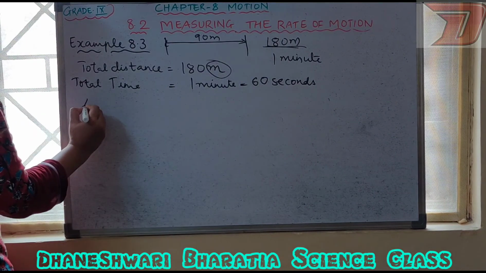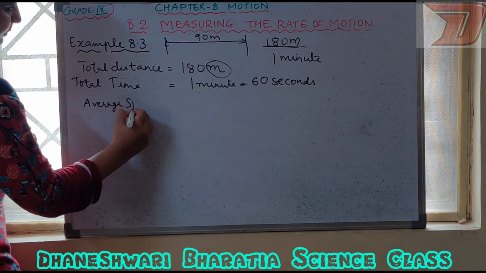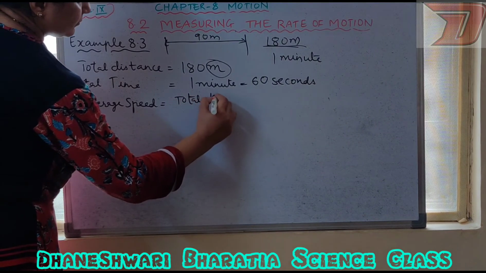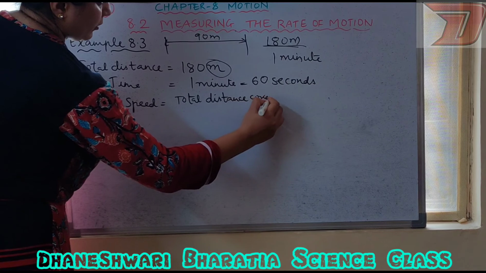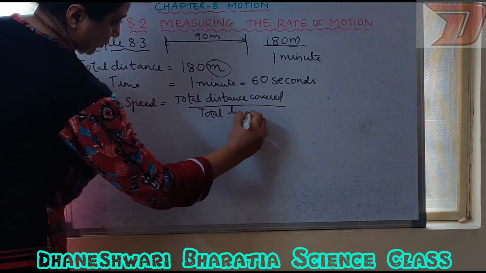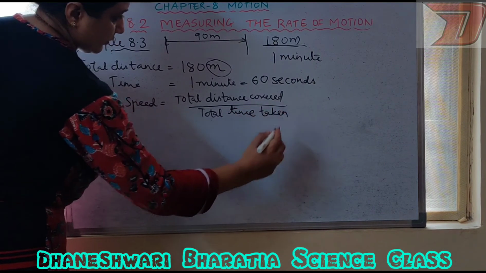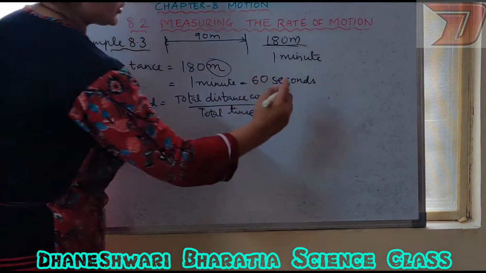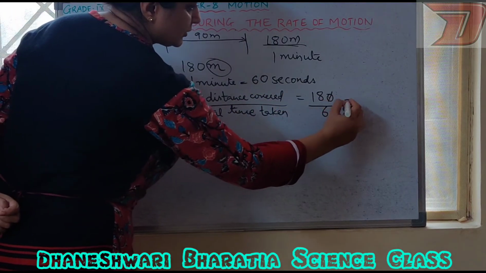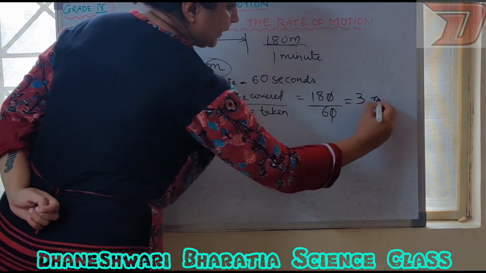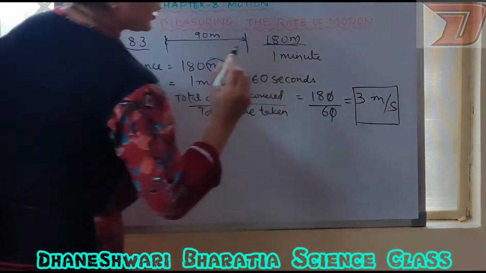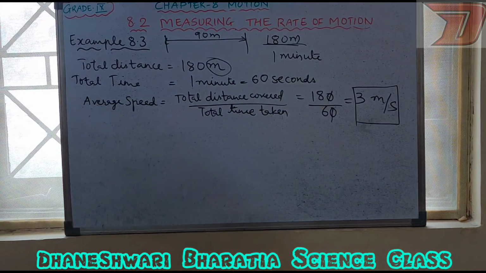Now let us find the average speed. Average speed. What is the formula? Total distance covered upon total time taken. Right? So what is the total distance covered by Usha? 180. And what is the total time taken? 60 seconds. So on simplifying, what are we going to get? 3 meter per second. That will be the average speed of Usha. Yes? Now next, what do we need to find out?